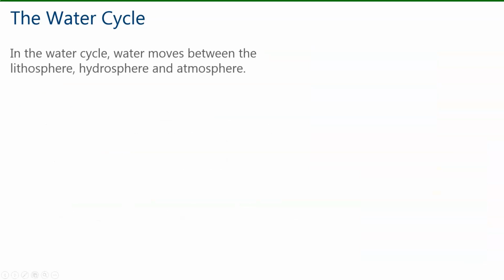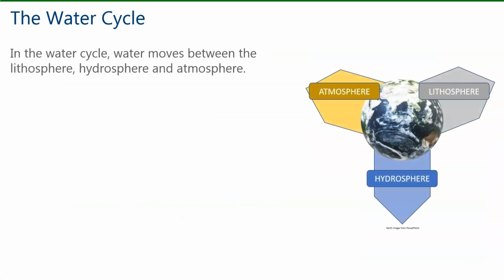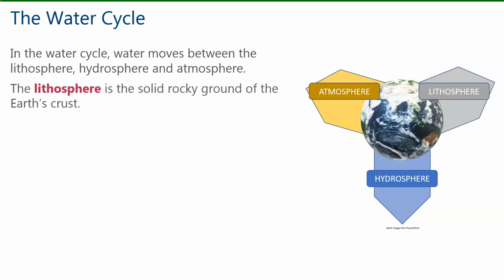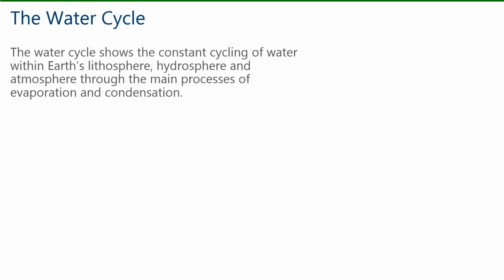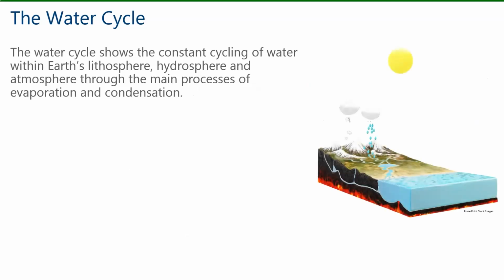In the water cycle, water moves between the lithosphere, hydrosphere, and atmosphere. The lithosphere is the solid, rocky ground of the Earth's crust. The atmosphere is all the air surrounding the planet, and the hydrosphere is all of the solid, liquid, and gaseous water on Earth, including that in the atmosphere and lithosphere. It includes water vapor, rain and snow, oceans, lakes, rivers, ice sheets, and glaciers on the surface of Earth, and groundwater in the lithosphere.